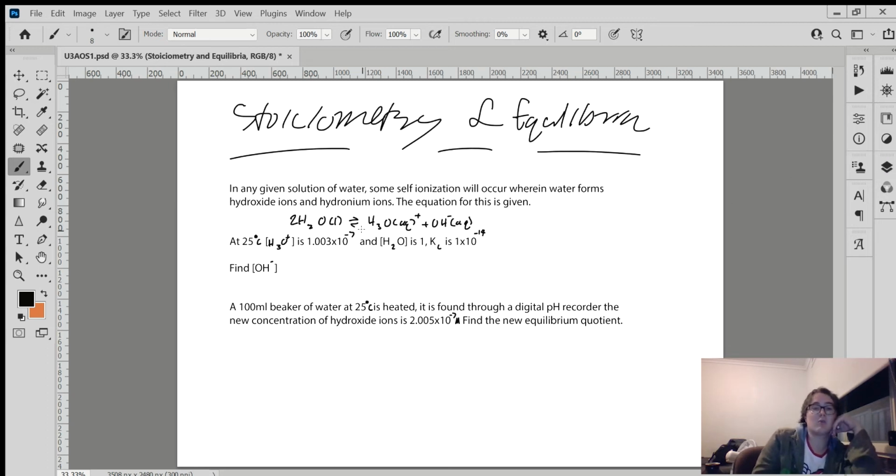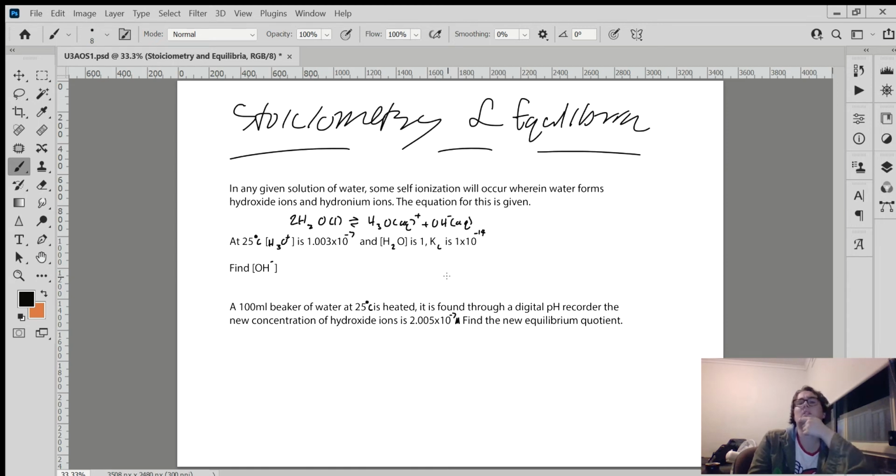In any given solution of water, some self-ionization will occur when water forms hydroxide ions and hydronium ions. The equation for this is given. 2H2O goes into hydronium and hydroxide. At 25 degrees Celsius, the concentration of hydroxide and hydronium ions is 1.003 times 10 to the negative 7, and H2O is 1, which is 1 mole per liter.